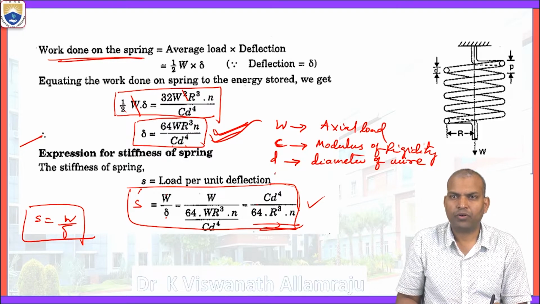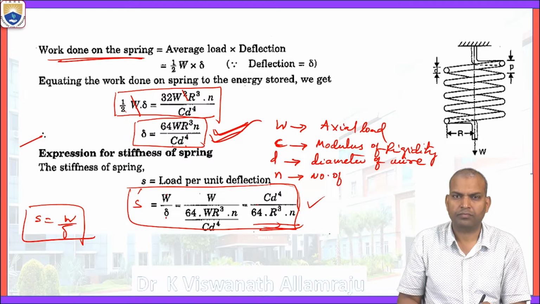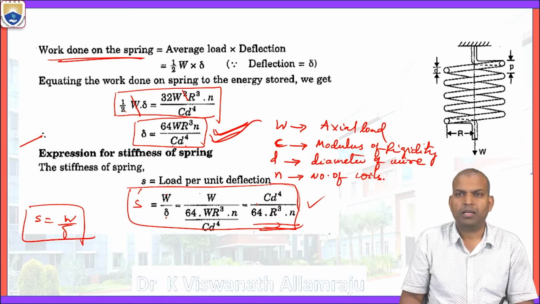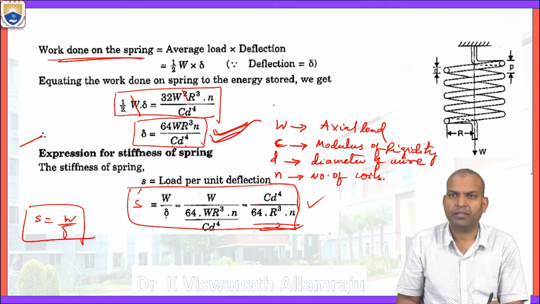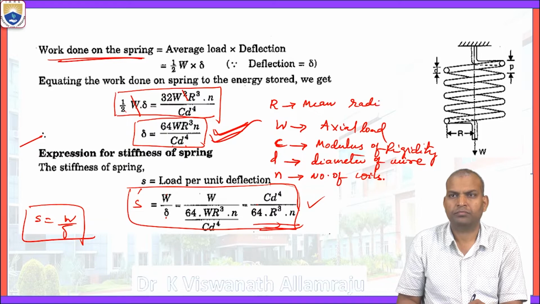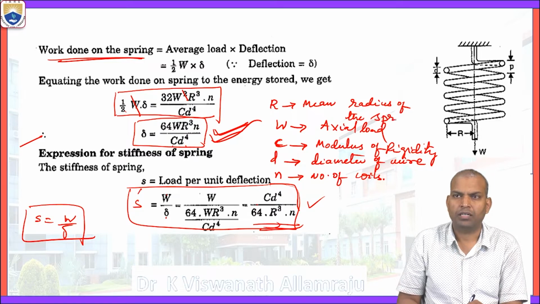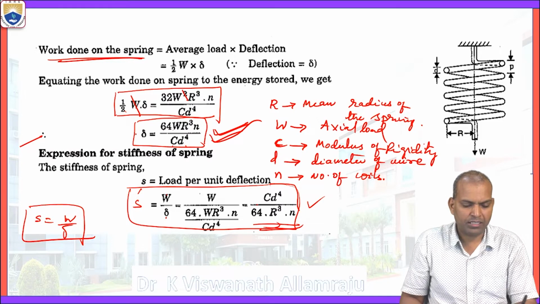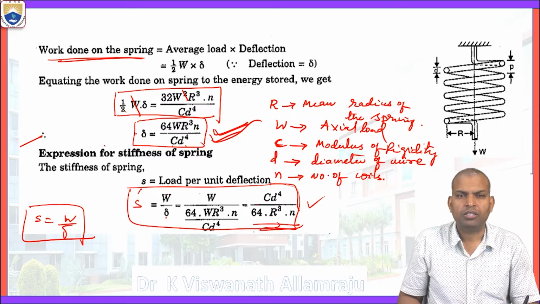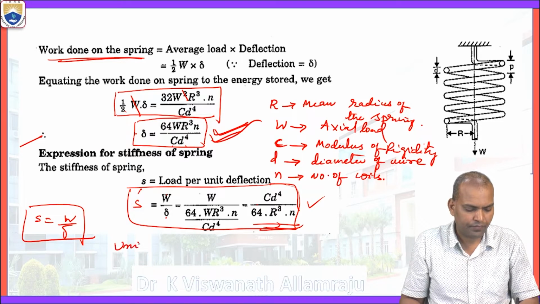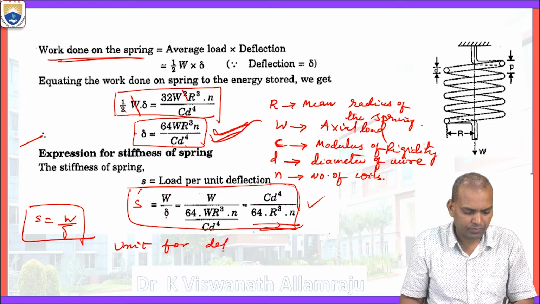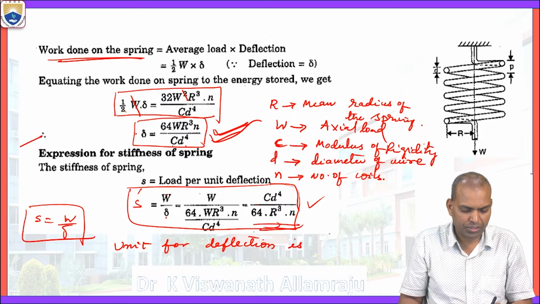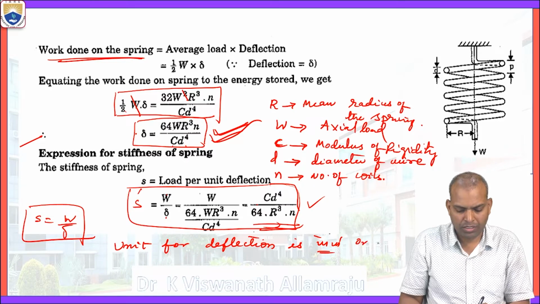Where N is the number of coils. What about R? R is the mean radius of the spring, or mean radius of the coil. So in this manner, where delta is the deflection. What is the unit for deflection? The unit for deflection is millimeters or meters.